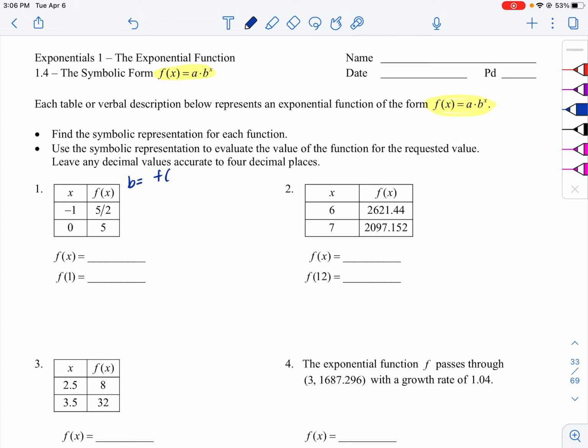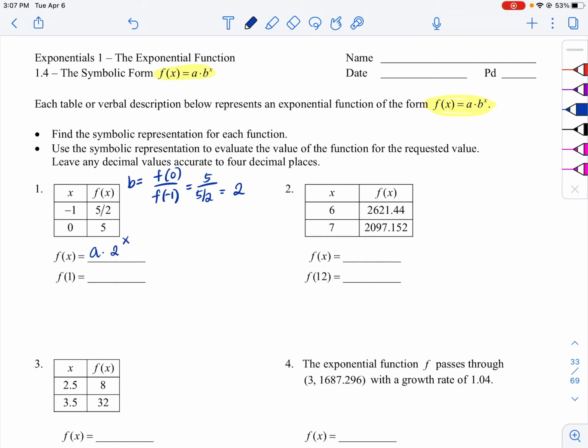That's dividing by y, so f of 0 and f of negative 1. I put 0 on the top because 0 is bigger than negative 1, so the bigger x always goes on the top. Then f of 0 is 5, and f of negative 1 is 5 over 2. That is 5 divided by 5 over 2, or technically, 5 divided by 2.5. And that is a 2. And then I have a times 2 to the power of x.